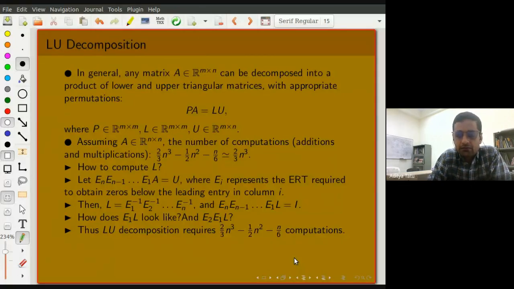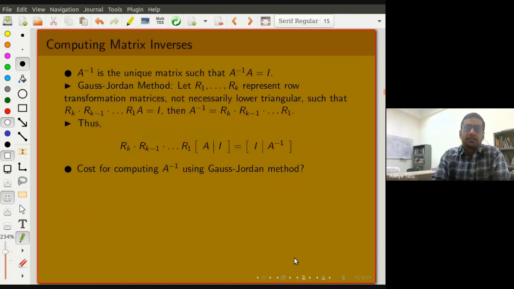Right, n square by 2 and n by 6 number of computations. Right, and how about inverse? How many computations? And again, using the same row reduction, the only thing is now the row reduction is performed also above the diagonal, right? So how many total computations?